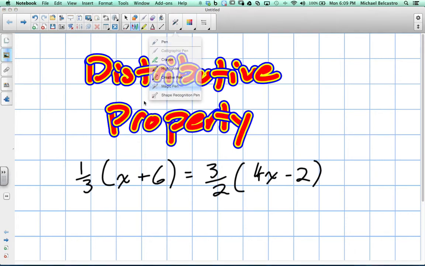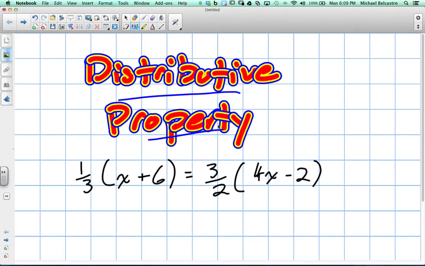Alright, so we're going to go over distributive property here. With this question, our goal will be to isolate for x, so we're essentially going to try to solve for what x is. Before we do any of that, we have to work with distributive property. And what that is is when we have a number outside of a set of brackets.